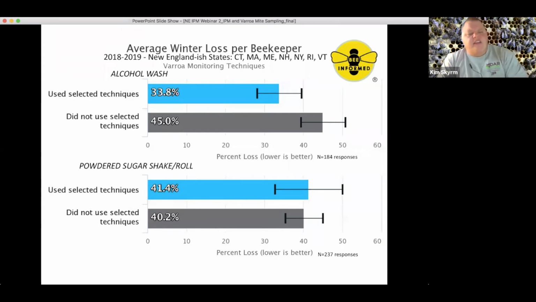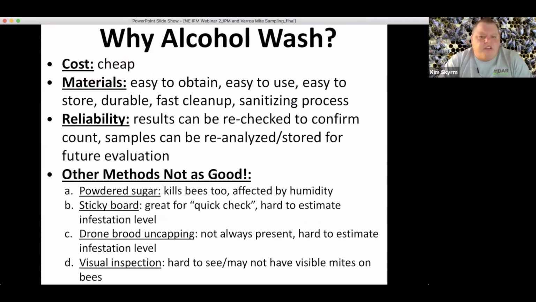If you go to the next slide, I'm not discouraging the use of a sugar shake or a sugar roll. And again, if you have the equipment, be your own scientist. You can take the same hive, take two samples, do these side by side, compare and see what numbers you get. You can do it on your own to see if you can convince yourself to use this, if you're still on the fence.